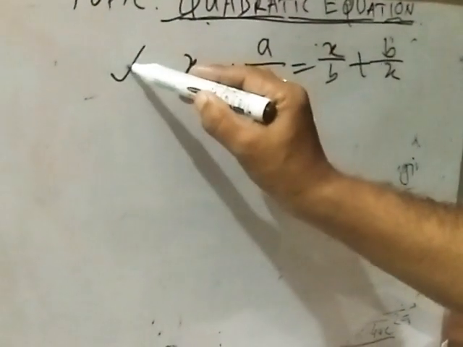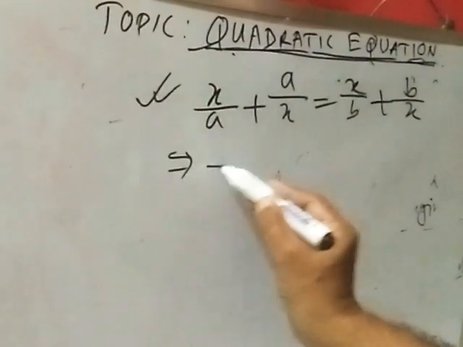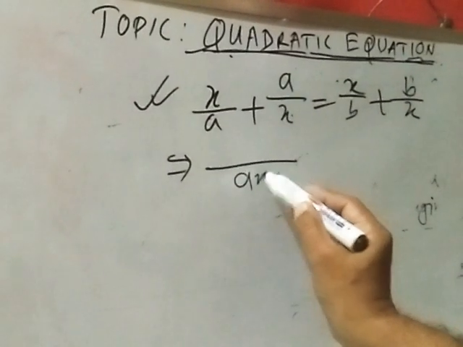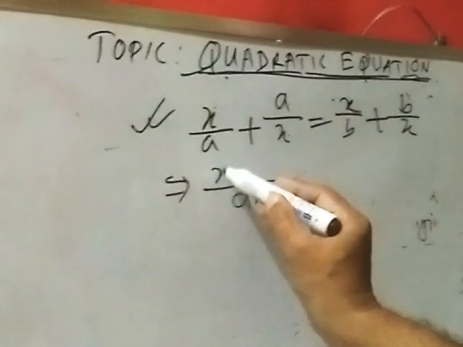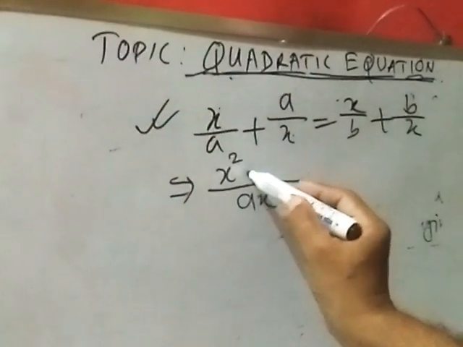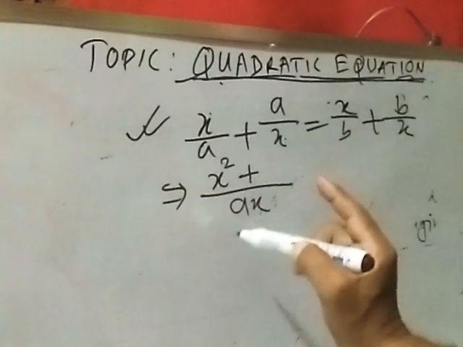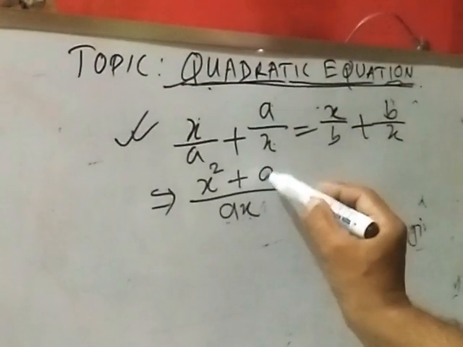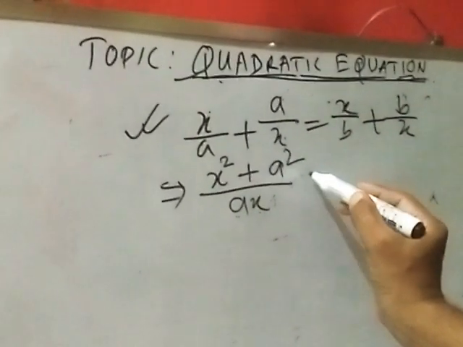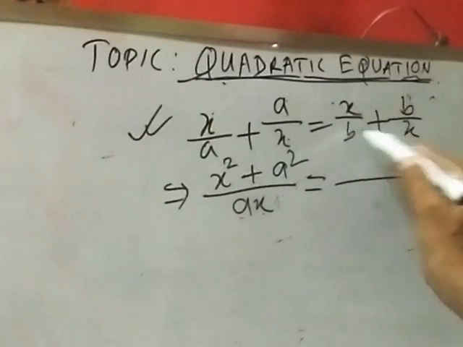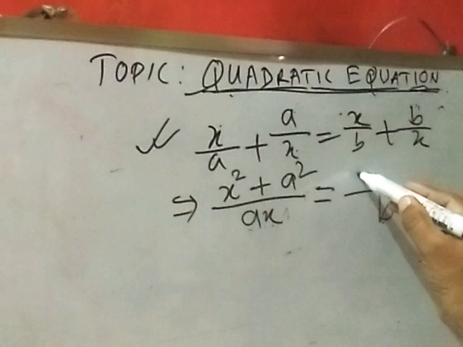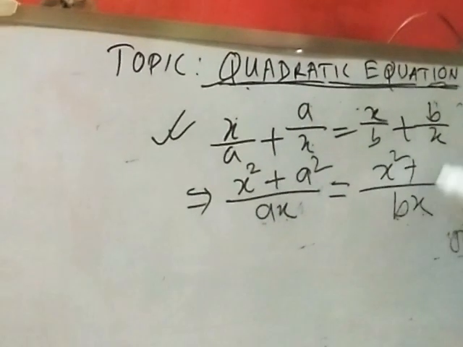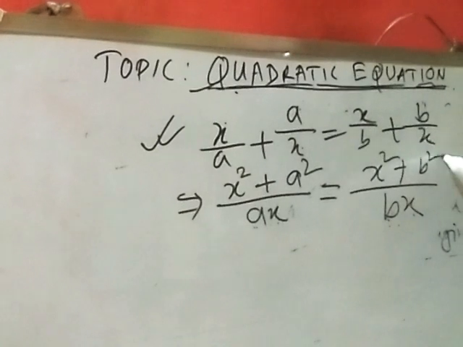Okay, this is a quadratic equation, you have to solve it. How? We are taking the LCM ax. ax divided by a, only x, x multiplied by x, x square. Clear? Plus ax divided by x, only a, multiplied by a, a square. Got it? Very good. Then b into x, bx. bx divided by x, only x, so x square, plus bx divided by x, only b, b square.